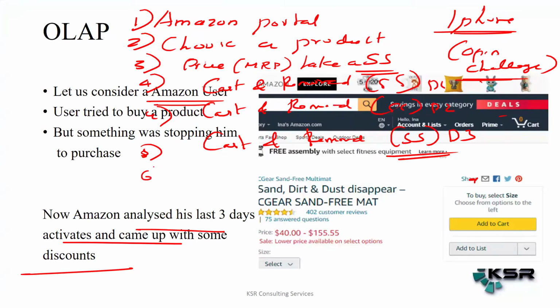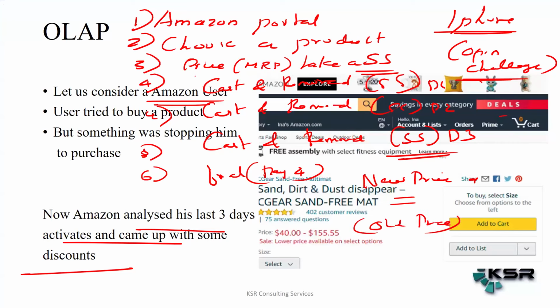Now, 6th step, final day, day four. I want you to compare your new price with your old price, that means the price which you have taken the first time and the price now. This is a challenge. If there are no offers, discounts, cashbacks, EMI option, banking option, or instant discount after 4 days, I'll get you an iPhone.